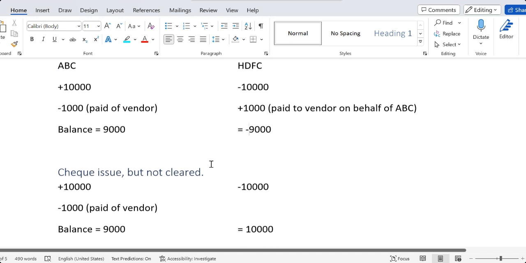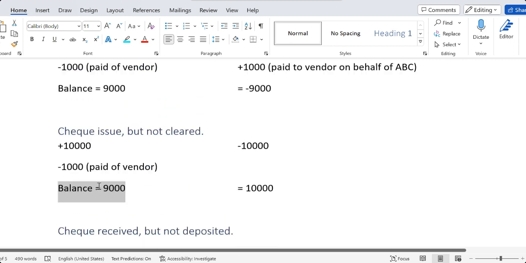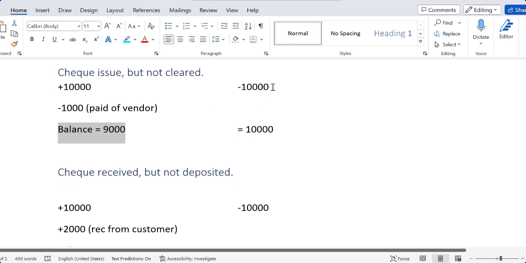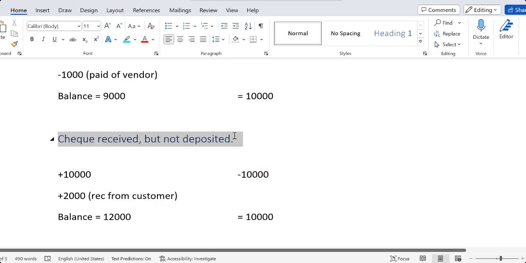Something like that. And suppose we have issued a check but it's not cleared. What happens? Suppose I paid 1,000 rupees to a vendor, right? In my books of accounts, in ABC's books of accounts, it is 9,000. But I have given this check to the vendor, and the vendor has not presented this check to the bank. So still the bank is saying, okay, I'm liable to pay 10,000. So that is a check issued but not presented.